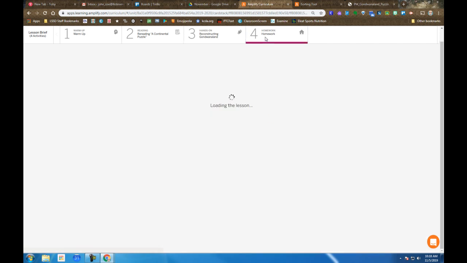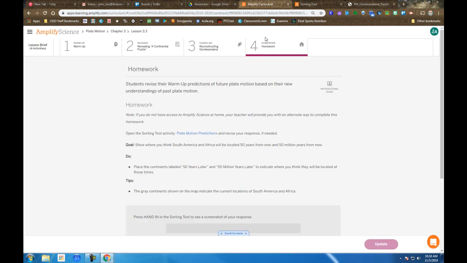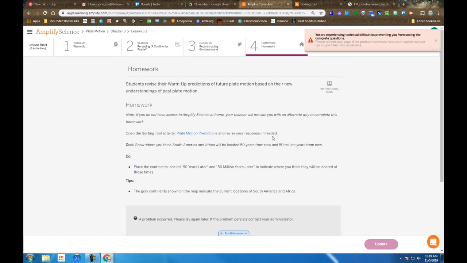And then after you've talked about the discussion at your table, you're ready to move on to step 4, in which you are replying to some questions, revisiting the plate motion prediction tool and seeing if you would adjust where your continents are. And moving on from there, and then being sure to hand in this as well. So the warm-up needs handed in, and the step 4 homework needs handed in, and that'll complete the lesson.